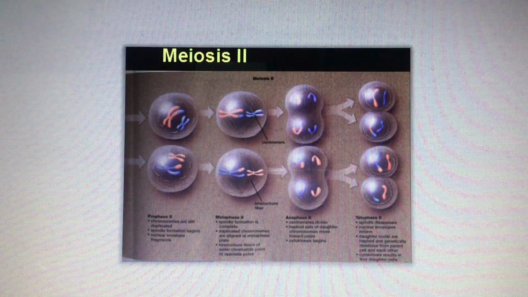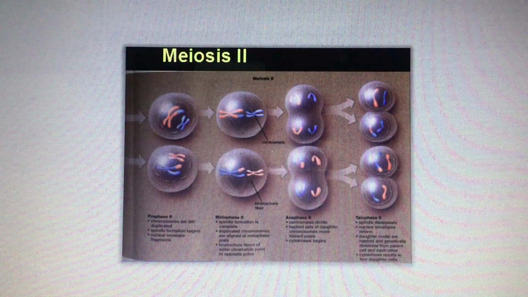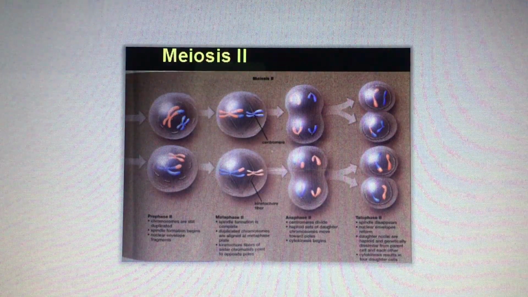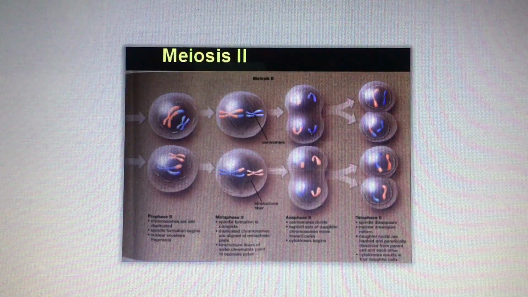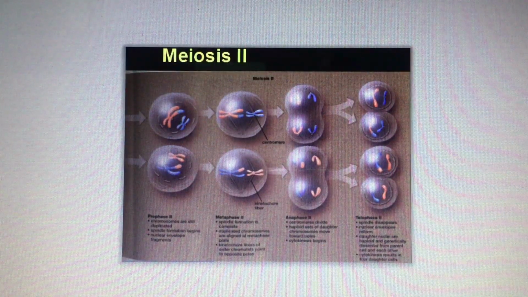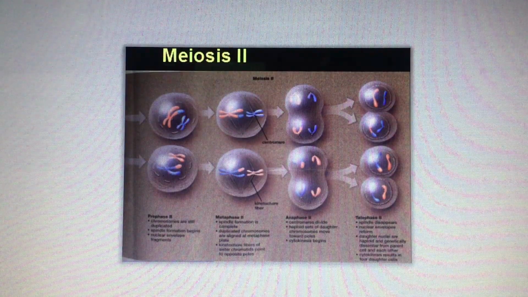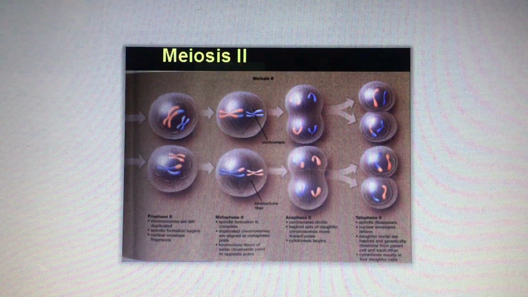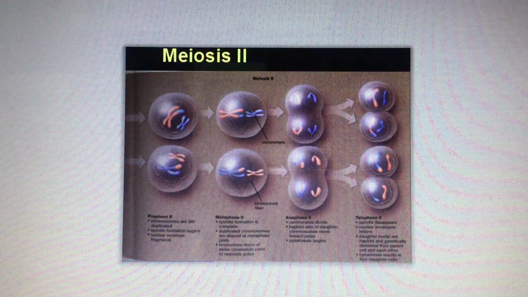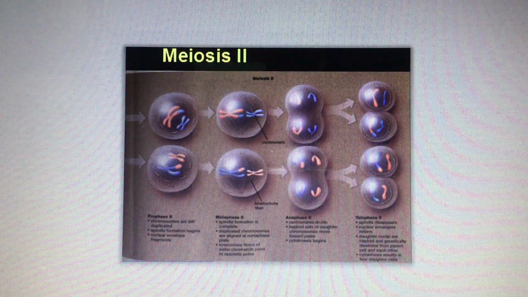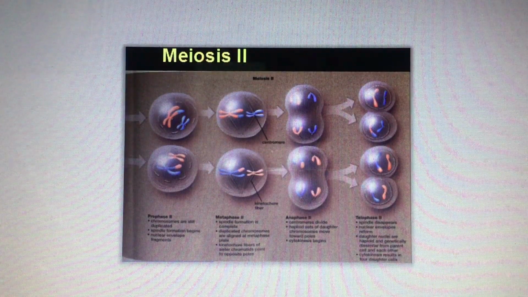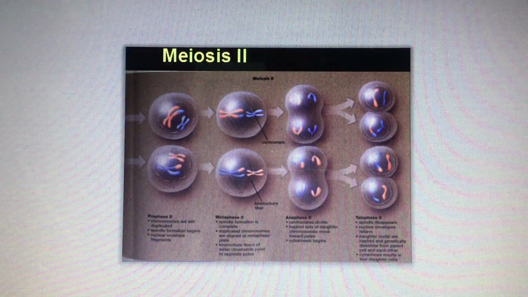The process ends with telophase 2, which is similar to telophase 1, and is marked by disassembly of the spindle and the lengthening and decondensation of chromosomes. The nuclear envelope reforms, and cleavage or cell plate formation eventually produces a total of 4 daughter cells, each with a haploid number of chromosomes.